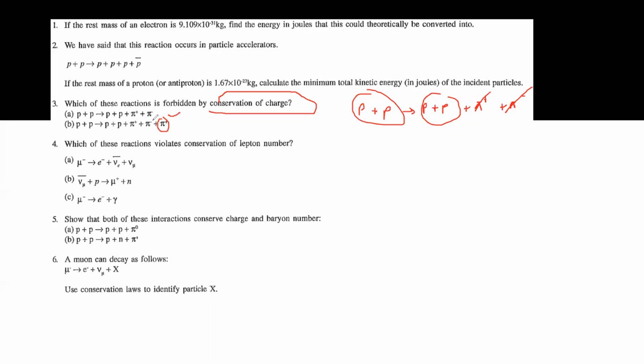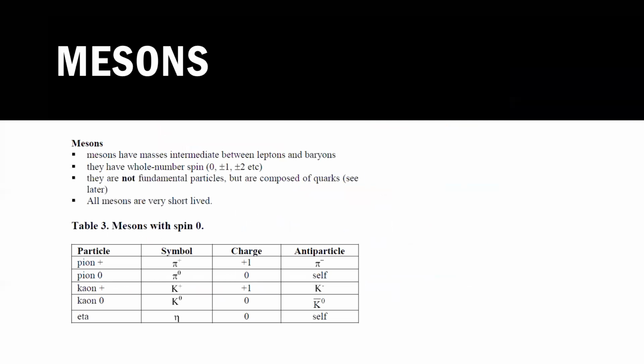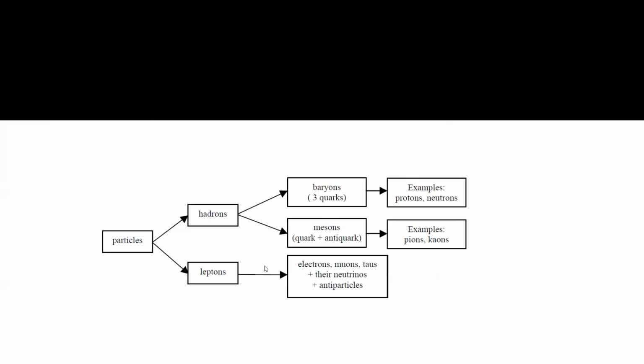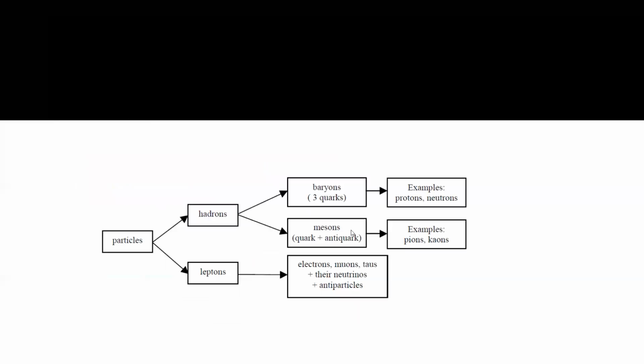This cannot cancel out. So there is extra positive charge on the right. So this reaction is forbidden in terms of conservation of charge. Is it clear? Yes. Because you have to remember the charges, as we discussed for the mesons. The charge of pi positive is plus one and kaon positive is also plus one, and its counterparts are pi negative and kaon negative.